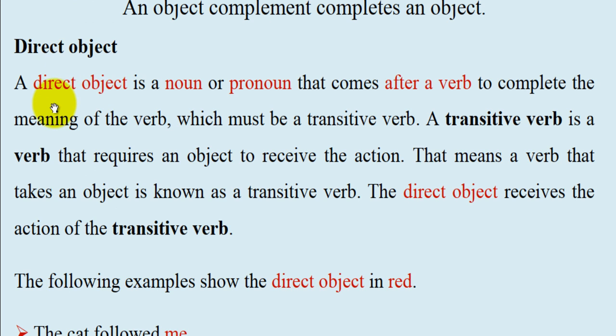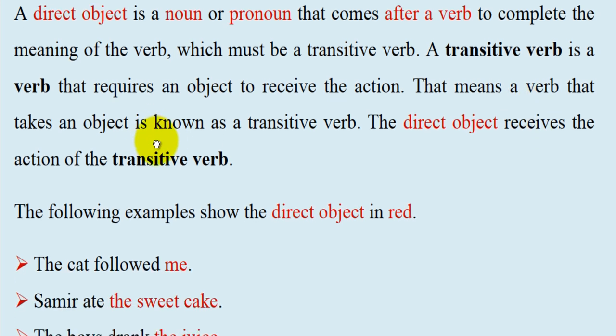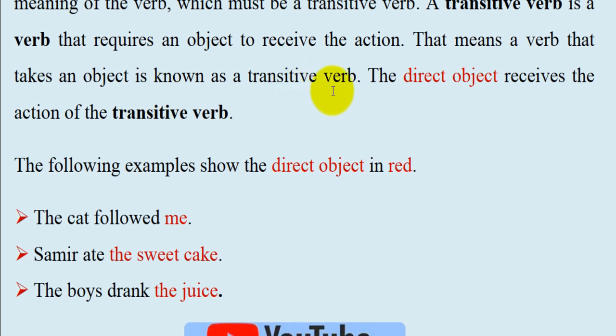Direct object. A direct object is a noun or can be a noun or pronoun that comes after a verb to complete the meaning of the verb, which must be a transitive verb. Transitive and intransitive verbs. Just to remind you, a transitive verb is a verb that requires an object to receive the action done by the verb. That means a verb that takes an object is known as a transitive verb. The direct object receives the action of the transitive verb.